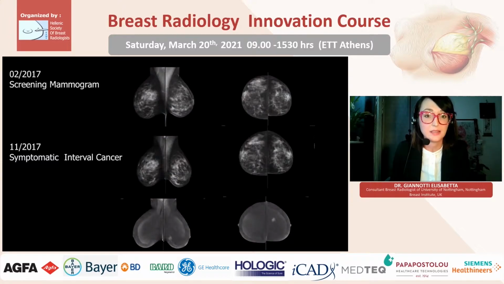I like to present this case just because it's food for thought. It's been retrieved from the review of our interval cancer. The patient came symptomatic 9 months after the screening mammogram. She did her screening mammogram in February 2017. She came in symptomatic 9 months later, where we can see the lesion that enhances in the lower outer left breast, but it remained occult in the low energy picture. So the question is, if we had used a contrast mammogram, maybe we would have spotted the lesion earlier.